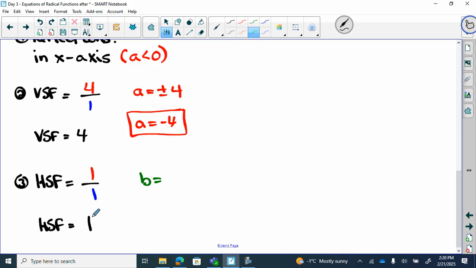Now, remember, what's the relationship between the horizontal stretch factor and the B value? They are what? Reciprocals. What's the reciprocal of 1? Yeah, like you could write this 1 over 1 if you wanted, which is really just plus or minus 1. Now, how do I know which one to pick? And did we say there was a reflection in the y-axis, yes or no? No. So if there's no reflection in the y-axis, I must pick a b value of +1.